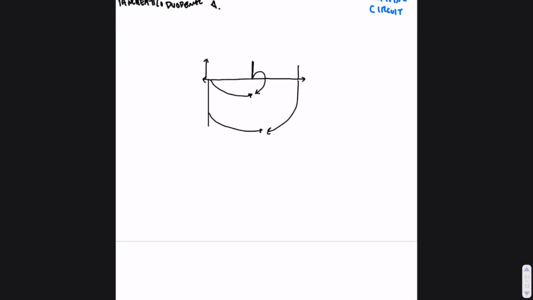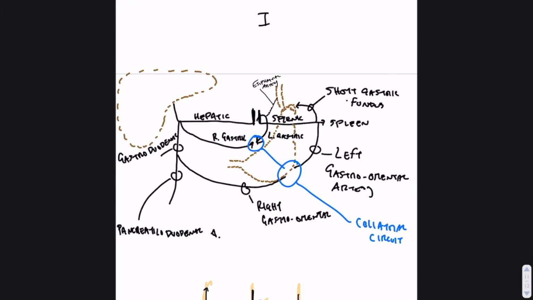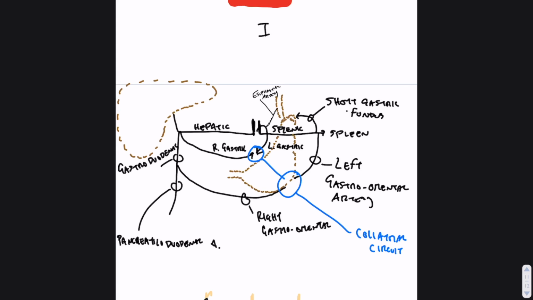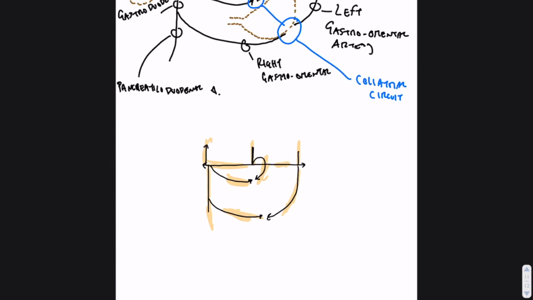You just have to make sure you remember what everything is named. So like there's the splenic artery, there's the left gastroomental, there's the right gastroomental, right gastric, left gastric, short gastric, celiac trunk, hepatic, gastroduodenal, pancreaticoduodenal. There's all the arteries there. So that is what we just went over here. And here's Mark's picture of kind of what I'm trying to simplify.